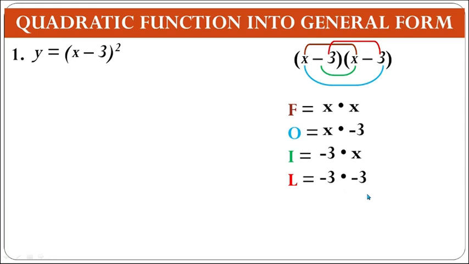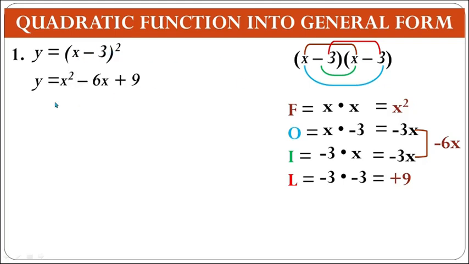Now get the product. As you can see, our O and I are similar terms. Therefore, combine: negative 3x plus negative 3x is negative 6x. So our product is x squared minus 6x plus 9.